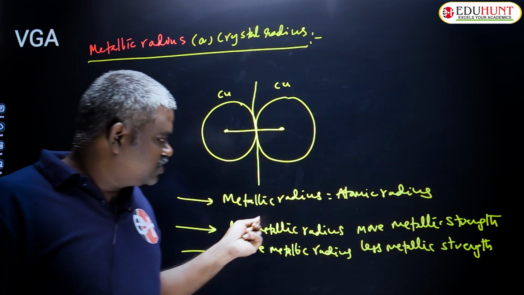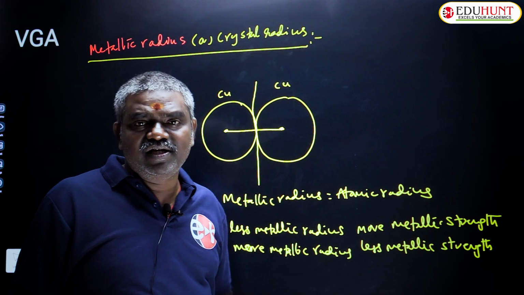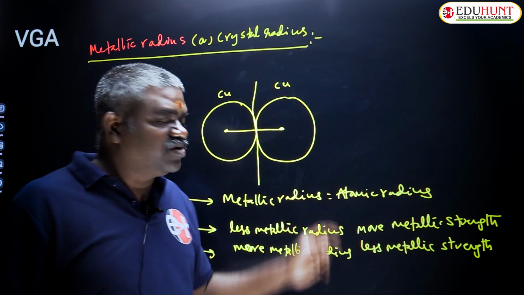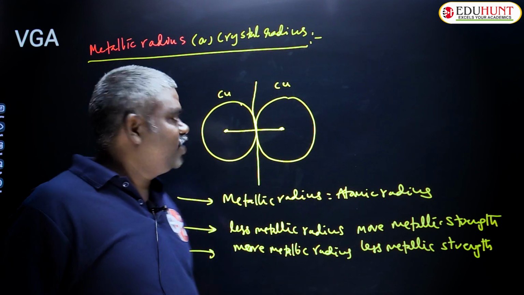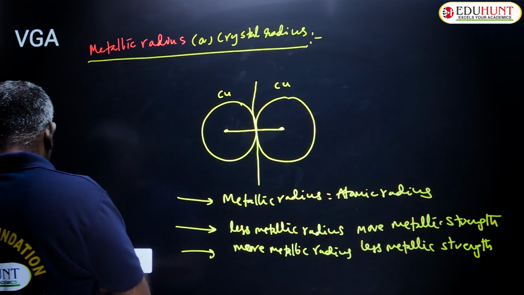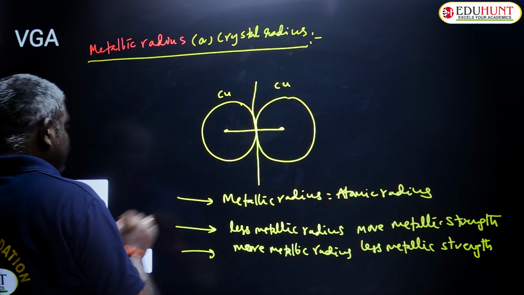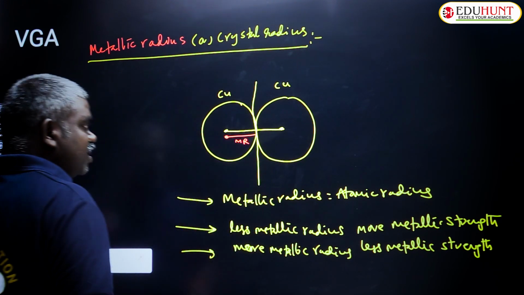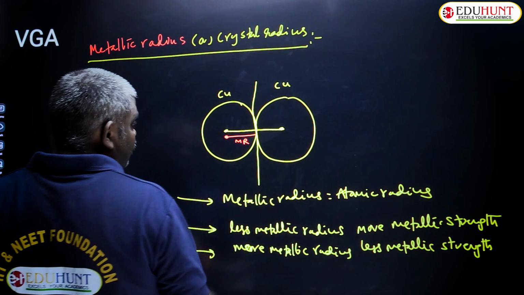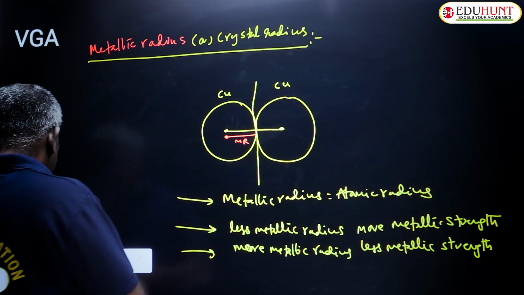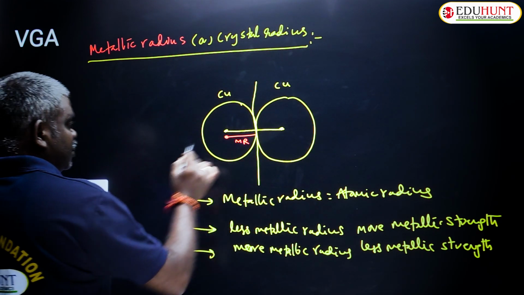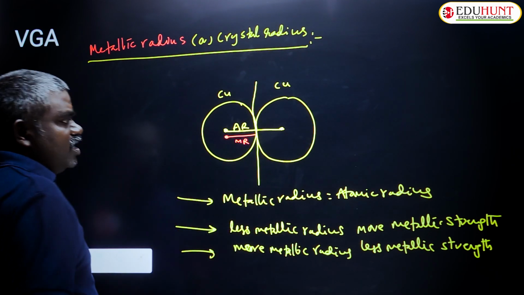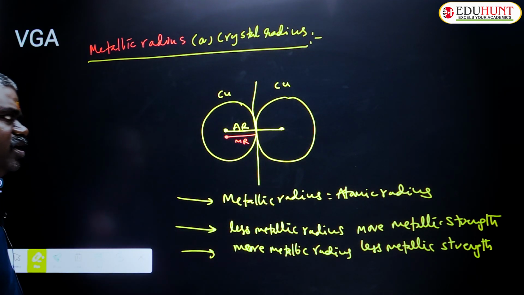Hard metals means less metallic radius, they have more metallic strength. But here the atomic radius is always equal to metallic radius. See what is metallic radius: from here to here it is known as metallic radius. What is atomic radius? Similarly, from here to here is atomic radius. So both are equal. Metallic radius is equal to atomic radius.